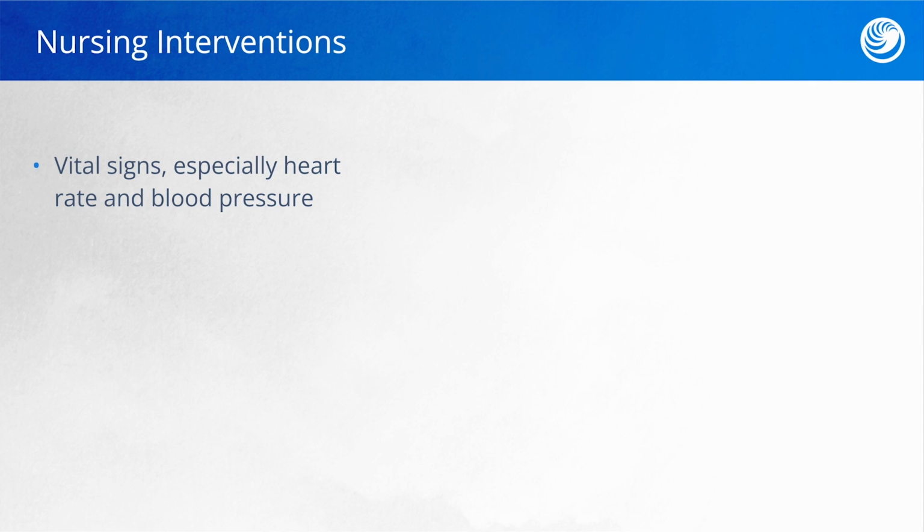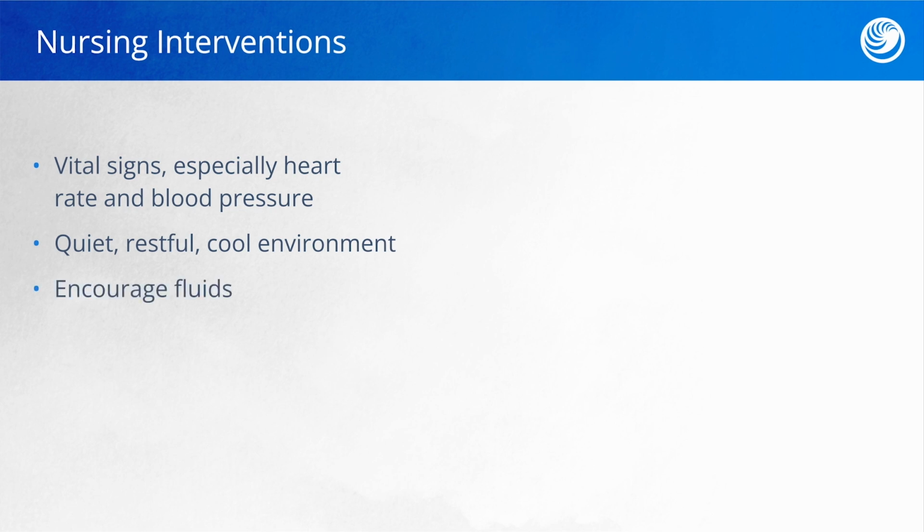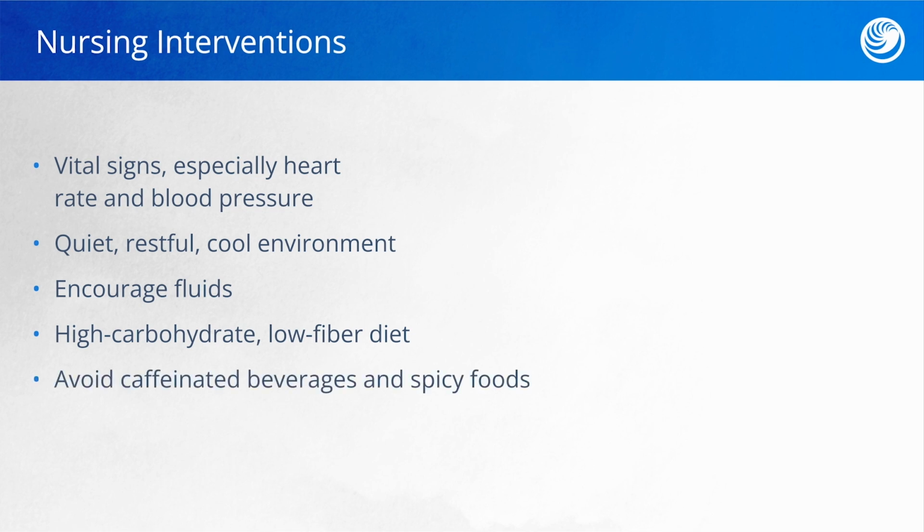We should provide a quiet, restful, and cool environment to help promote client comfort. Fluid should be encouraged to help prevent total fluid volume loss, especially due to excessive sweating. A high carbohydrate, low fiber diet should be provided to help restore energy sources that have been lost. The client should avoid caffeinated beverages and spicy foods, which can exacerbate symptoms of hyperthyroidism. And artificial tears can be provided to the client to help prevent eyes from drying out.